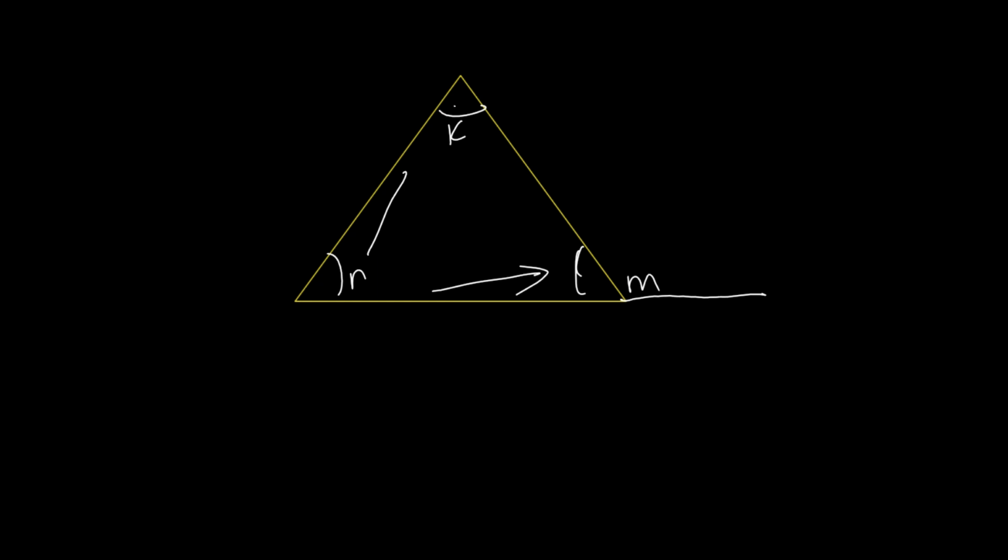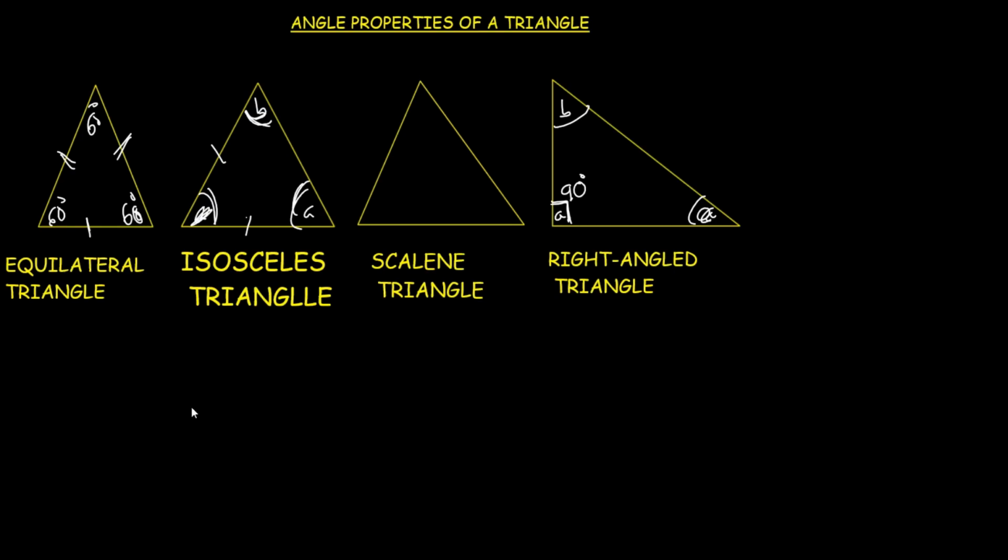First of all, you need to know that an equilateral triangle has all three sides and angles equal. An isosceles has two sides equal. A scalene has no sides equal, and a right angle triangle has one of the angles equal to 90 degrees. So stay tuned. In my next videos, we're going to combine all these properties and ideas to solve more problems related to angles.